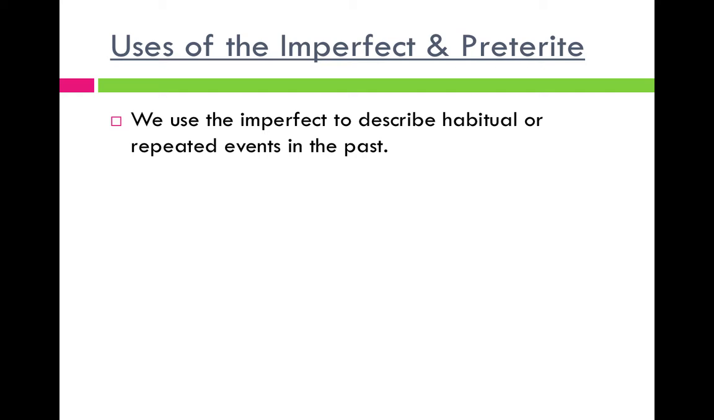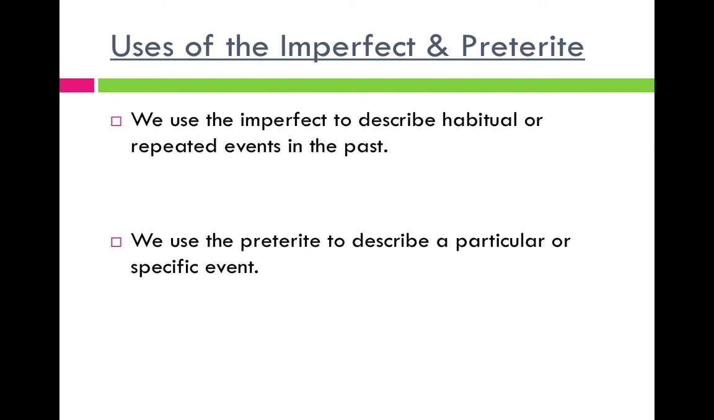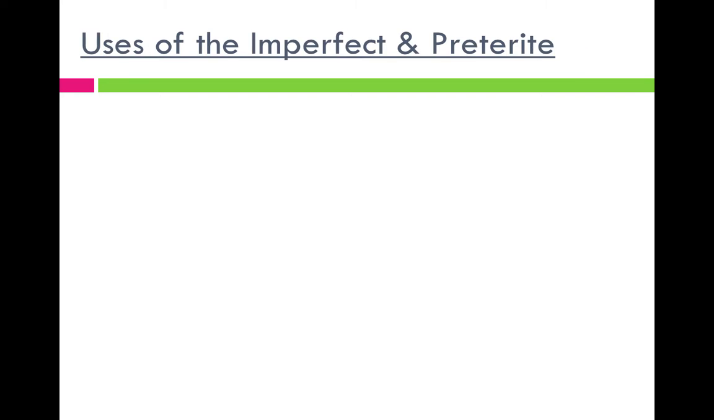We use the imperfect to describe habitual or repeated events in the past. We use the preterite to describe a particular or specific event. So mostly the preterite is going to be used when there is a beginning and an end to an action or an event. The imperfect is something that used to happen, but no longer does.